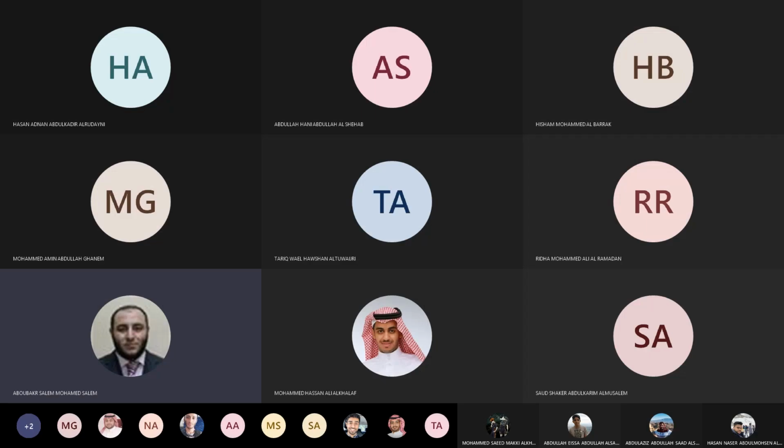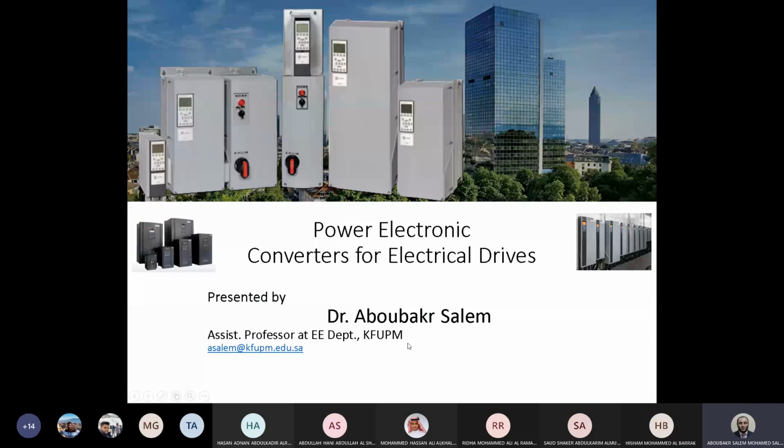Inshallah, we will discuss part 2 in the topic of variable speed drives. Last week we discussed the basics of reference frame theory, which is used in controlling electrical drives or variable speed drives. Today, inshallah, we are going to go in detail in the power electronic converters.